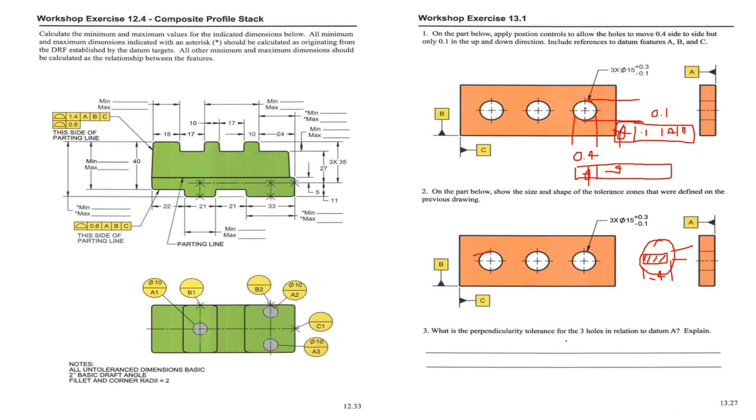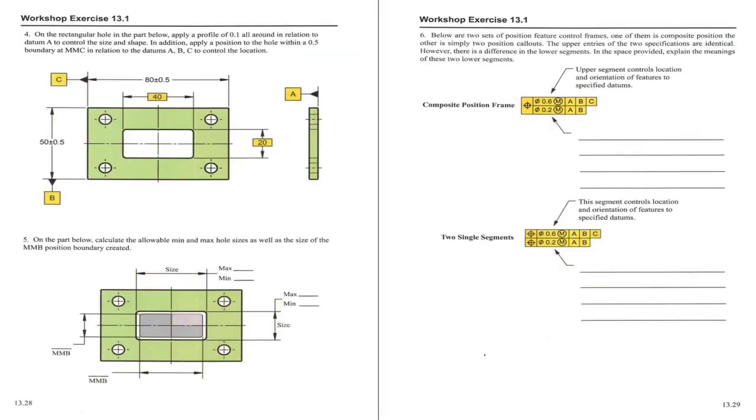Then what is the perpendicularity tolerance for the three holes in relationship to datum A? So datum A is here, the flatness of the face. This is datum A, and B is here, C is here. For datum A, we have two tolerances here, which are 0.4 side by side, and 0.1 in the up and downward direction. So the perpendicularity tolerance we can define is 0.1. Our perpendicularity can move within this tolerance zone, which is 0.1.